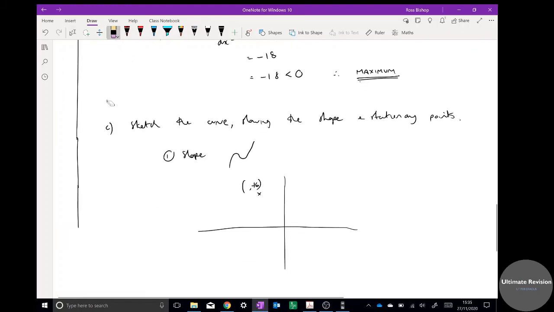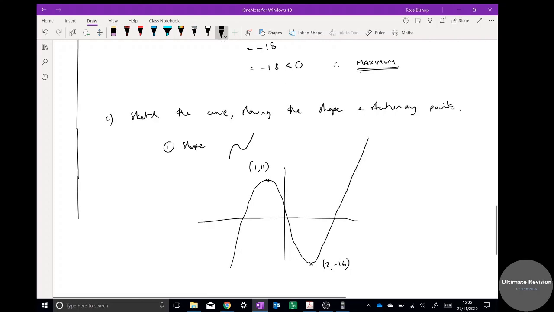Sorry, that's not in the right place. 2, minus 16 is down there, isn't it? And minus 1, 11 is up there. And then I just draw a cubic with those, as it's going to be, that's our maximum, that's our minimum, and then it shoots up even higher. There's no more stationary points there. So that is good enough for a sketch just showing the stationary points.